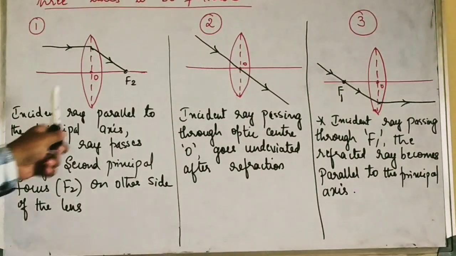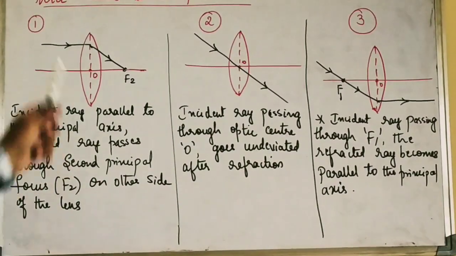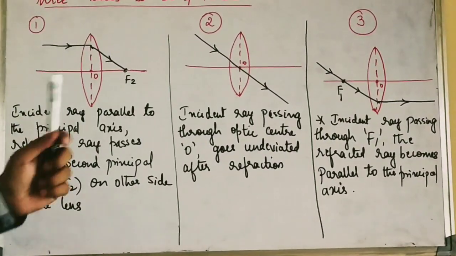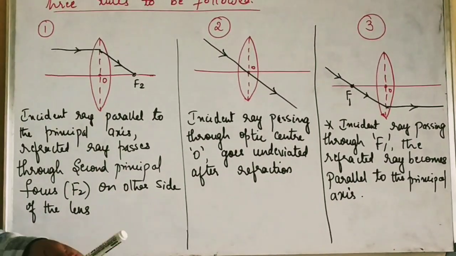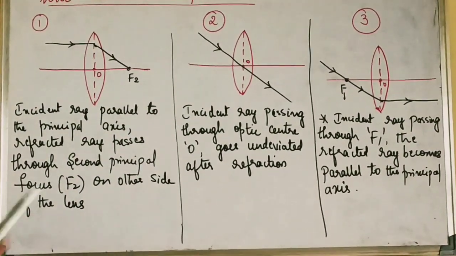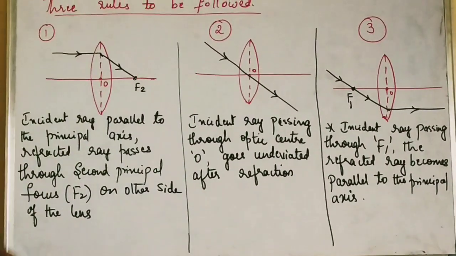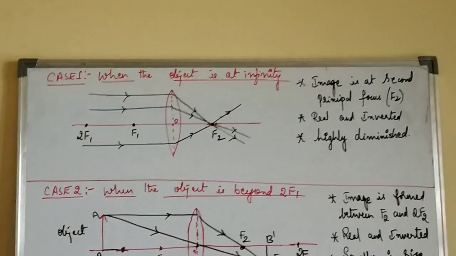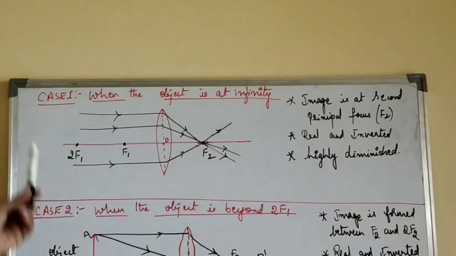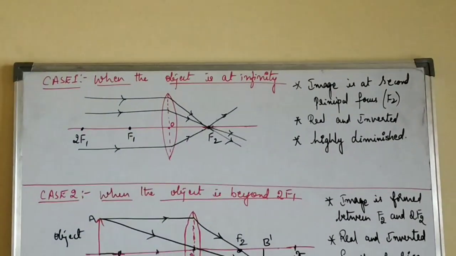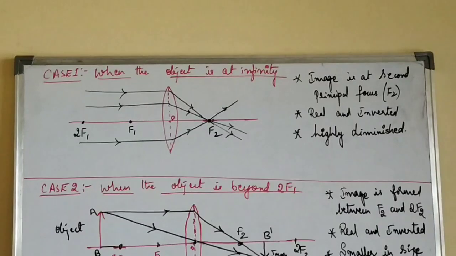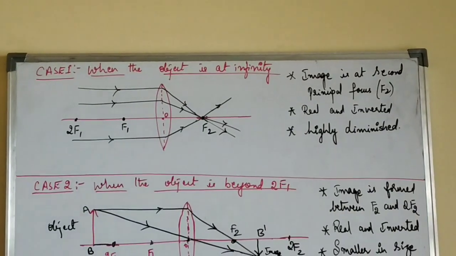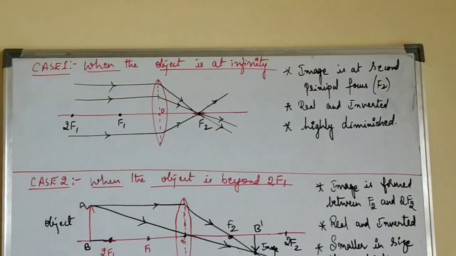Now these three rules are very important in order to draw the ray diagrams of the images formed in the convex lens at different positions. So just like the concave mirror, where we had six cases, here also we have six different cases for the images formed in a convex lens. Now we shall study different cases of the position of object and position of the image in a convex lens. We have learned three rules before this video in order to have the object and image.